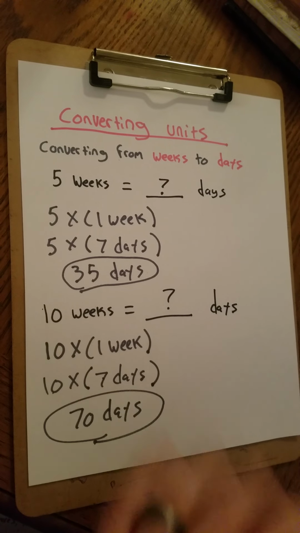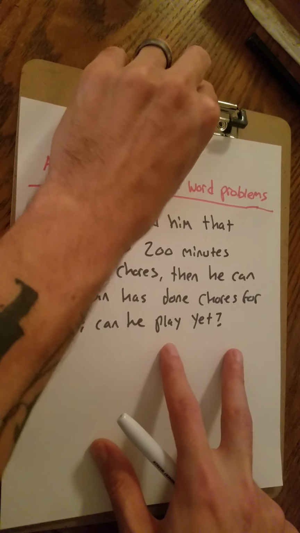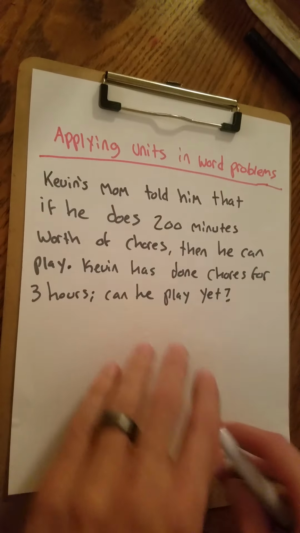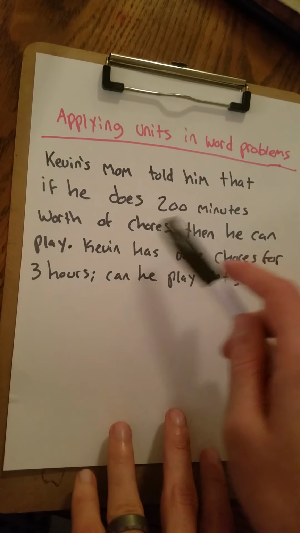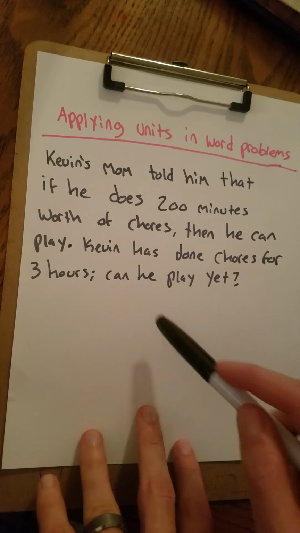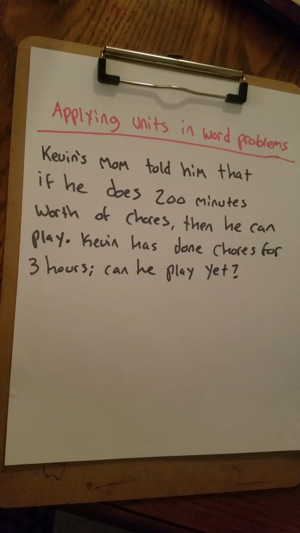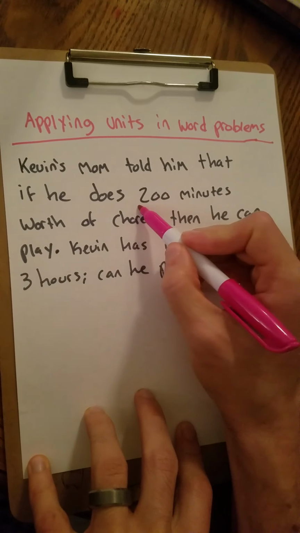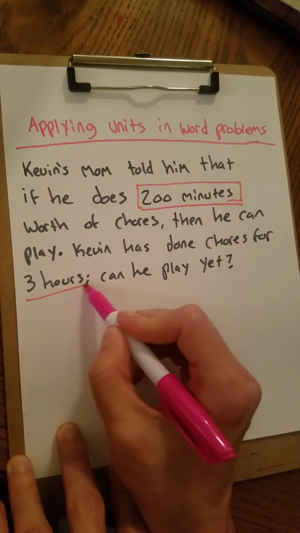So let's apply this conversion process to a word problem. And you'll have your own word problem to solve on your math exit ticket today, but let's do this one together. Kevin's mom told him that if he does 200 minutes worth of chores, then he can play. Kevin has done chores for 3 hours. Can he play yet? Before we can convert our units, we have to find our units. The 2 units that we have here are 200 minutes and 3 hours.